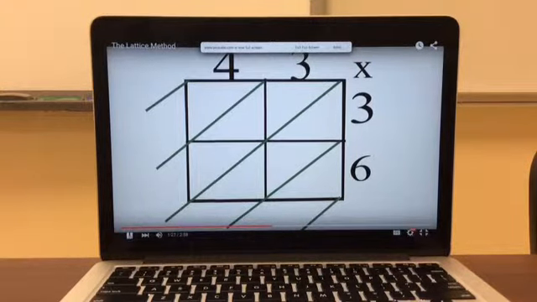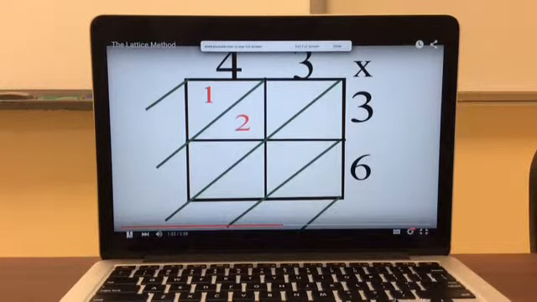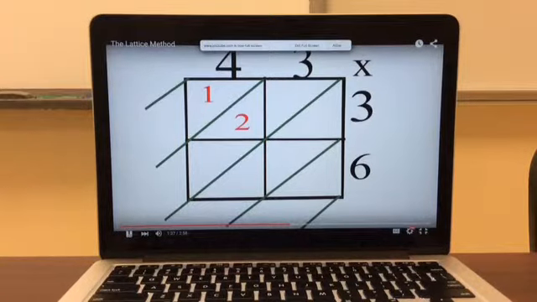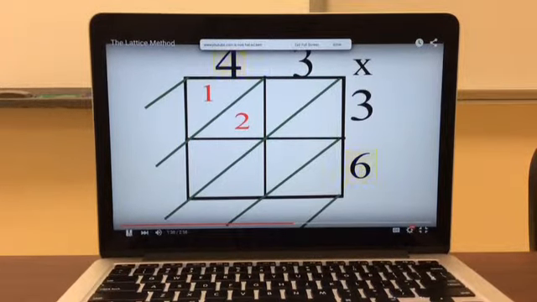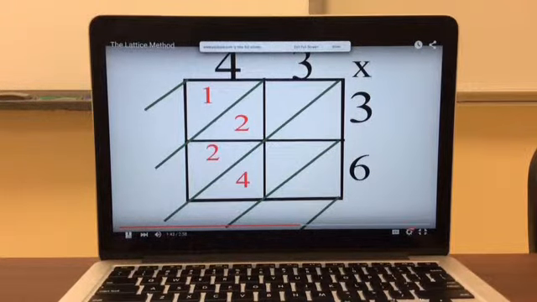Let's do 4 times 3 first. The answer is 12. The tens place goes on the top and the ones place goes on the bottom. So the 1 goes on top and the 2 goes on the bottom. 4 times 6 is 24. 2 goes on top and 4 goes on the bottom.